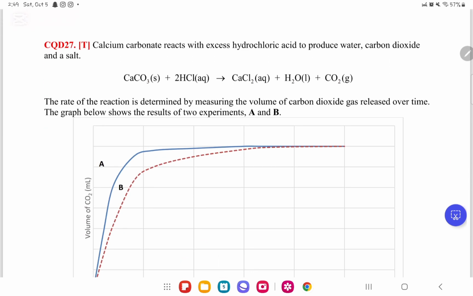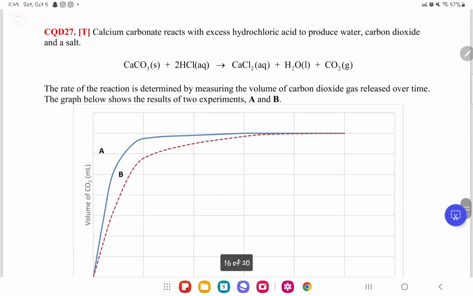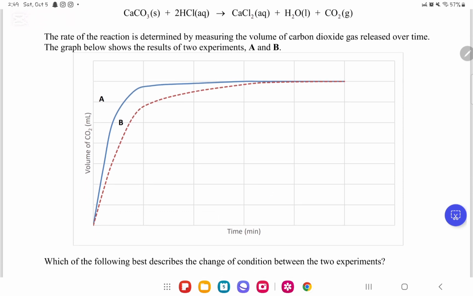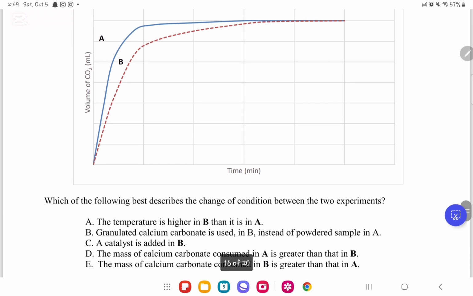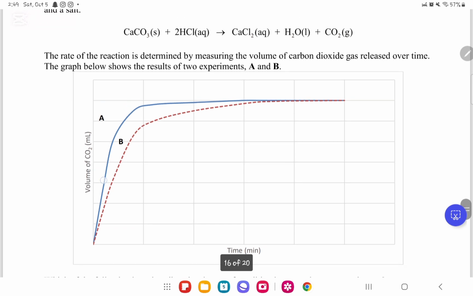Now CQD 27. Calcium carbonate reacts with excess hydrochloric acid, so calcium carbonate is the limiting, okay, to produce water, carbon dioxide, and a salt. Now, the rate of reaction is determined by measuring the volume of carbon dioxide gas released over time. Which of the following best describes the change of condition between the two experiments?